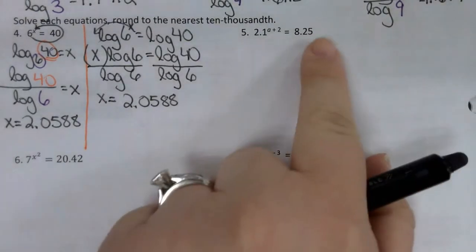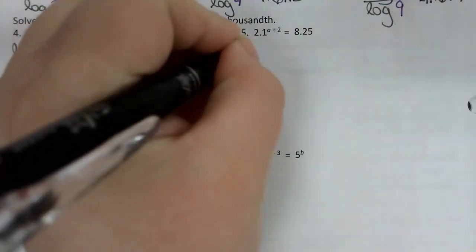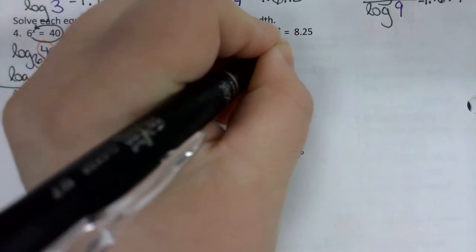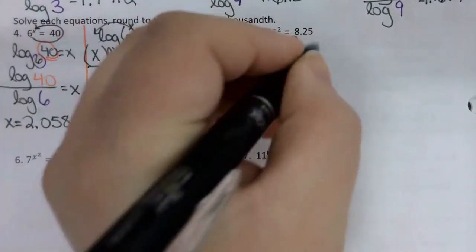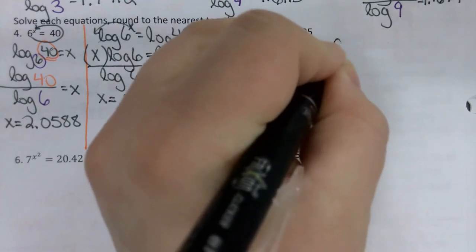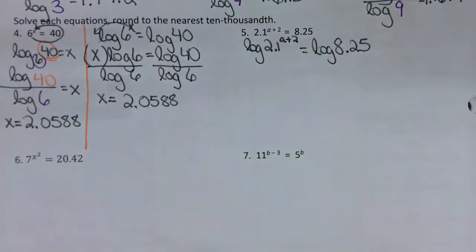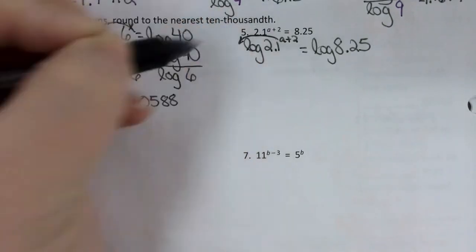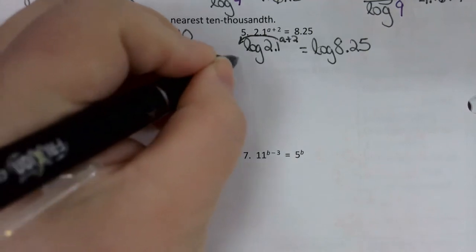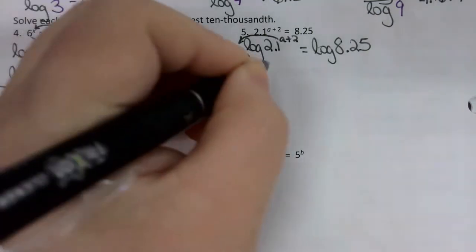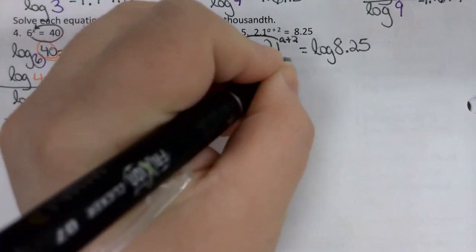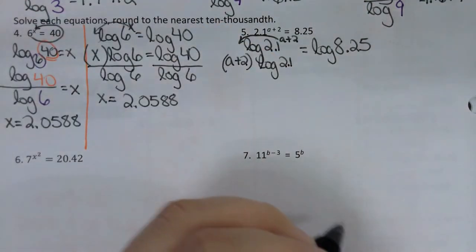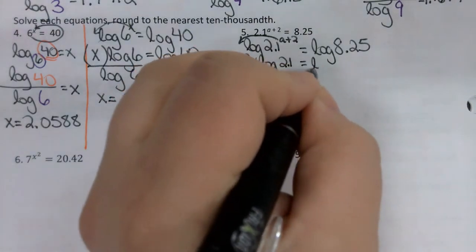So I will take the log of both sides here. Log of 2.1 to the a plus 2 equals log of 8.25. I'm still using a base of 10 here so that I can use my calculator to actually calculate the logs. The power property says that we have to move that a plus 2 to the front. Log of 2.1. And then the right side of the equation will just be log of 8.25.